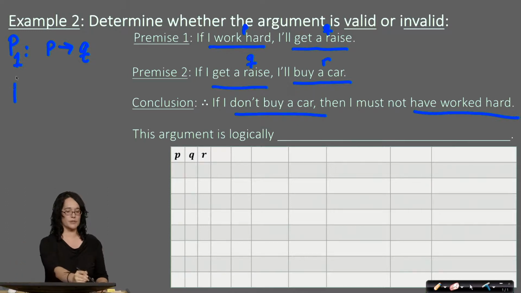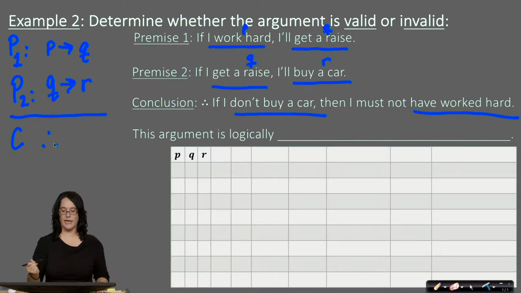Okay, premise 2, assuming it's true, what do we have in symbols? If I get a raise, so that's letter Q, then I'll buy a car. That would be letter R. Okay, there's no other premises that are given, so we'll draw our line here. And then our conclusion is, therefore, if I don't buy a car, so that's a negation of which letter? Careful. Negation of R, good job. If I don't buy a car, then I must not have worked hard. Well, that's the negation of what letter? P. Okay. So this is our symbolic argument for this problem.